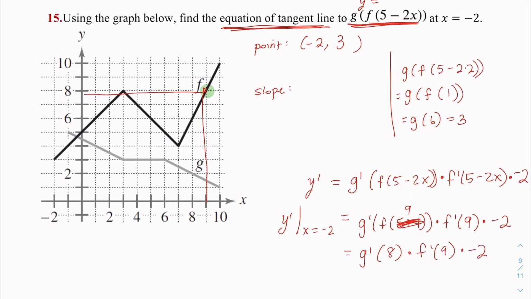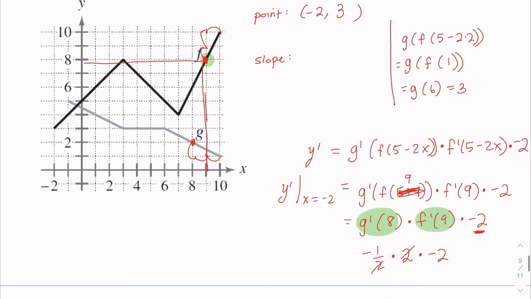Now I just need to find these two slopes, and I know I'm dealing with slopes because I see the derivative symbol. So at 8, the slope for g is negative 1 over 2. And at 9, the slope of f looks like 1, 2 over 1, so it's a positive 2. And we have this negative 2 at the end. We need to bring it down. So let's simplify. The 2's cancel, and my final answer is positive 2.